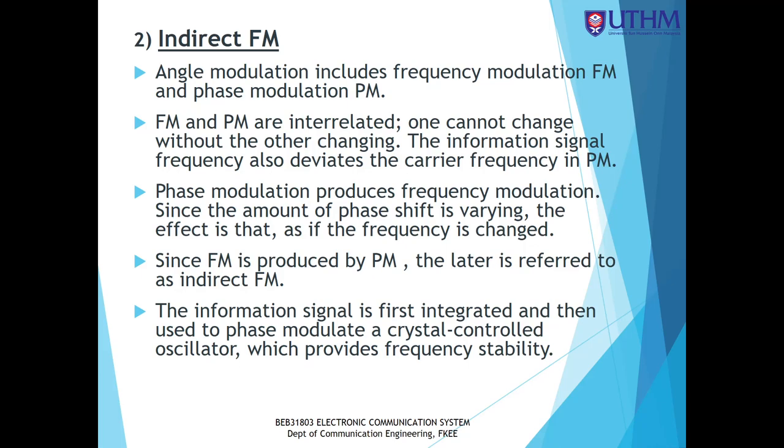What is indirect FM? Indirect FM means that the amplitude variation of the input indirectly changes the frequency at the output. Okay, perubahan amplitude pada input secara tak langsung mengakibatkan perubahan frekuensi pada output. Lain pula. So you see that in this case, actually, we do the process of phase modulation. Okay, indirect FM means that we do the process of phase modulation. That means in this case, the amplitude variation of the input directly changes the phase of the carrier. And it indirectly changes the frequency of the carrier.